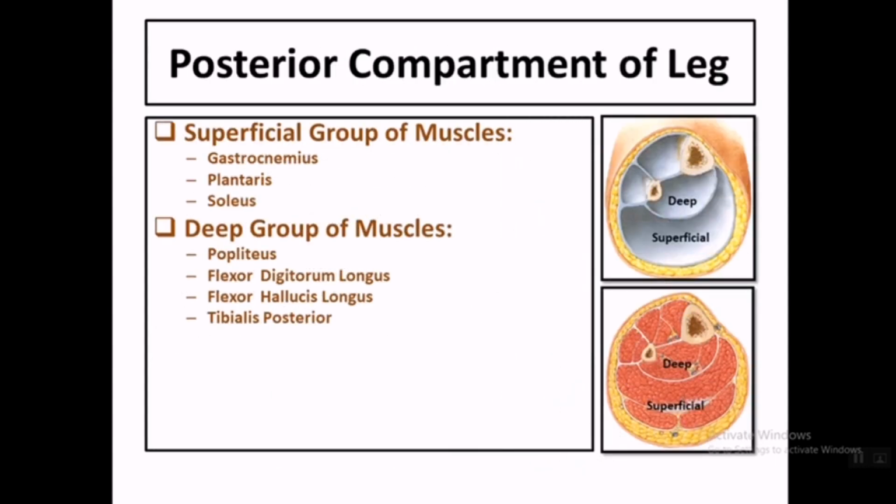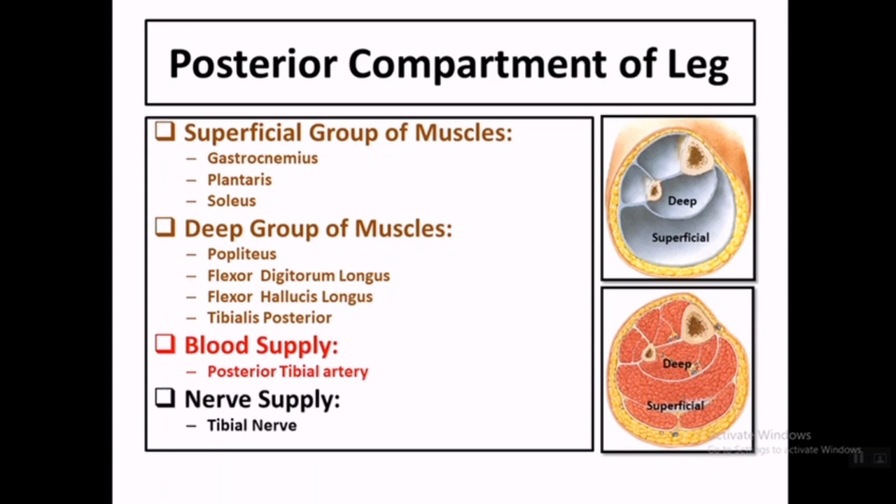What are the contents of the posterior compartment of the leg? We have a superficial group of muscles: gastrocnemius, soleus, and plantaris. In the deep group, we have the popliteus, flexor digitorum longus, flexor hallucis longus, and tibialis posterior. Blood supply is through the posterior tibial artery, and the nerve supply is the tibial nerve.